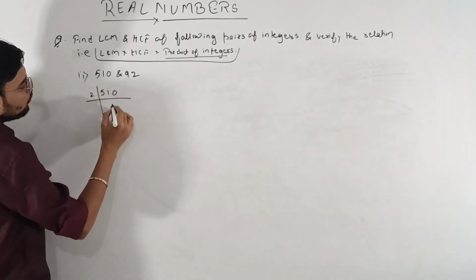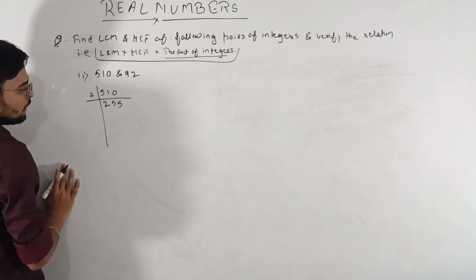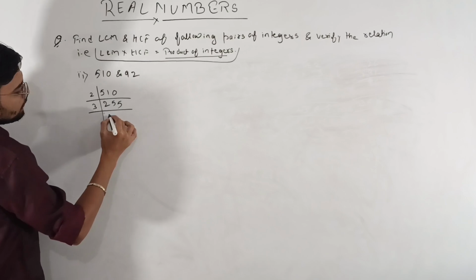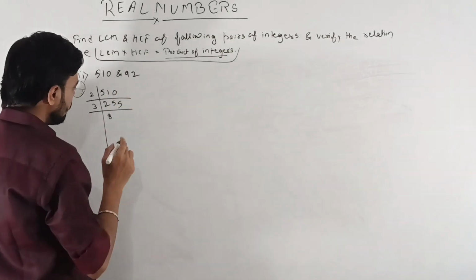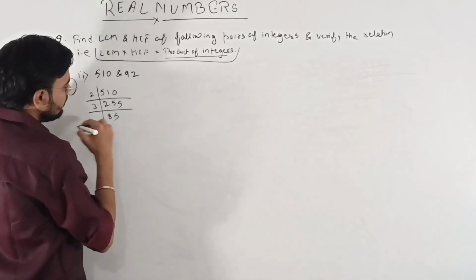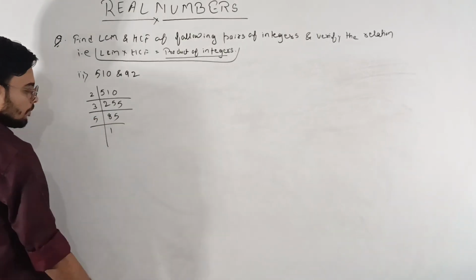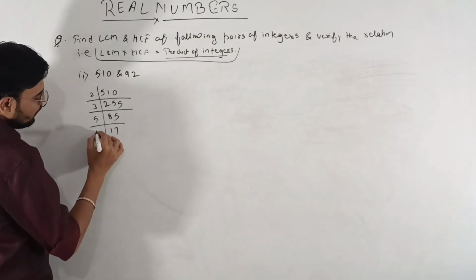Then this one is divisible by 2. 2 times 2 is 4, 1 and 1, 2 times 5 is 10. Now this is divisible by 3. 3 times 6 is 3, 3 times 8 is 24, 1 and 5. 3 times 5 is 15. Now this is divisible by 5. 5 times 1 is 5. 35, 5 times 7 is 35. Then again by 17.